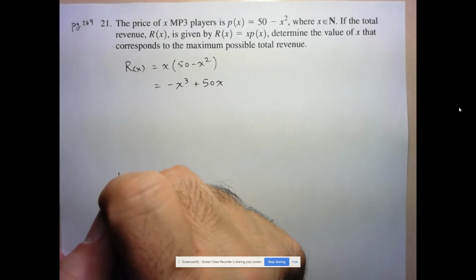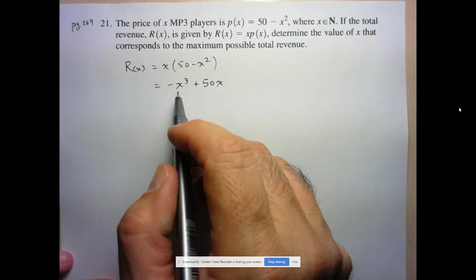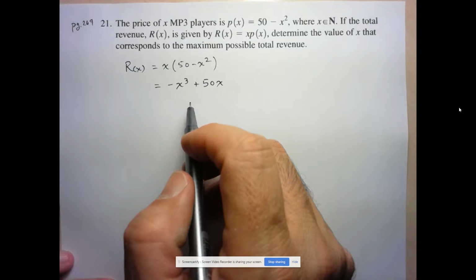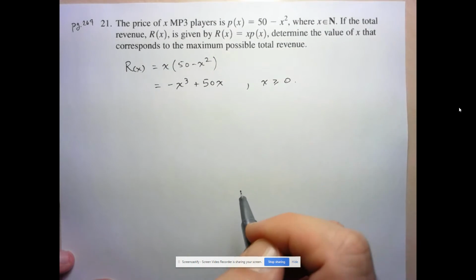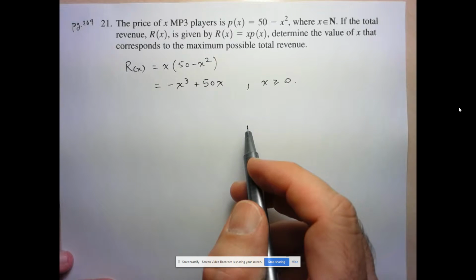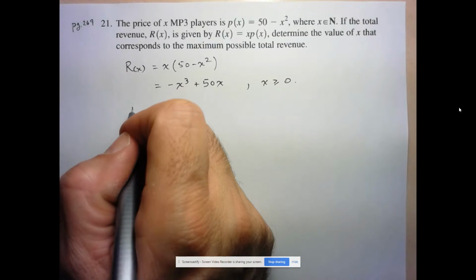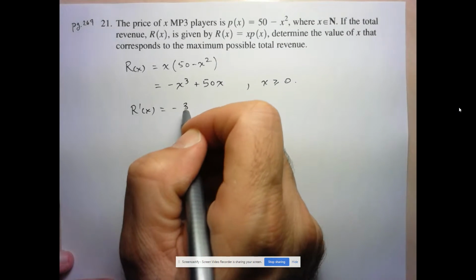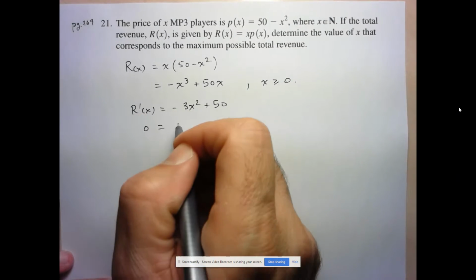So if we want to determine what's going to correspond to maximum total revenue, before we do that, we should indicate exactly what our domain is. And of course, you can't sell less than 0 MP3 players, so X has to be greater than or equal to 0. Okay, we should include 0 because it could be that you don't sell any. Okay, so let's find the derivative to determine those critical points. So f prime of x is just given by negative 3x squared plus 50, and we want to determine when that's equal to 0.